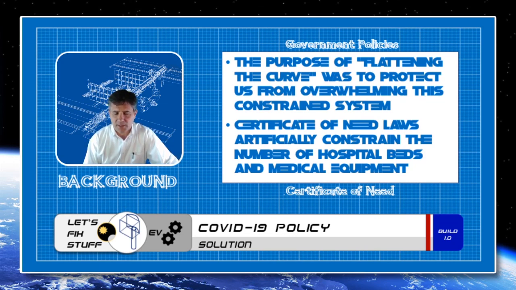So when we start talking about flattening the curve, please understand that one of the biggest reasons for the constraint that we have in our supply capacity, that would force us to push for responses that seek to flatten the curve, is these onerous Certificate of Need laws that constrain the supply of these critical resources.